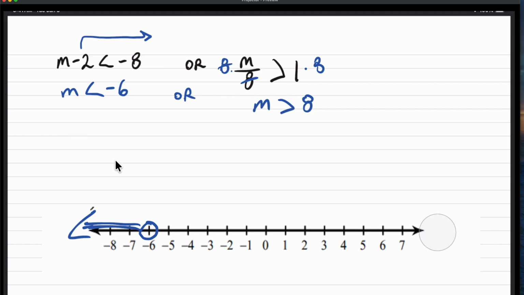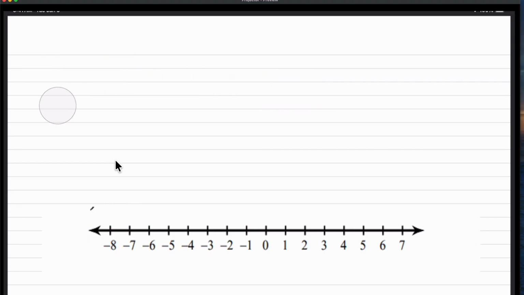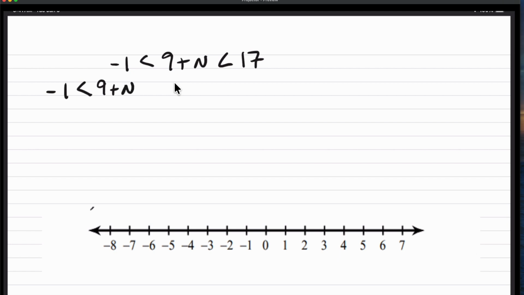Let's now move on to an and problem that again will conform to the construct. So here we go. We have -1 is less than 9 plus n, which is less than 17. So recall, folks, when you have a structure like this, it is an and problem. So if we want to rewrite it, it would be like so. -1 is less than 9 plus n, and 9 plus n is less than 17.